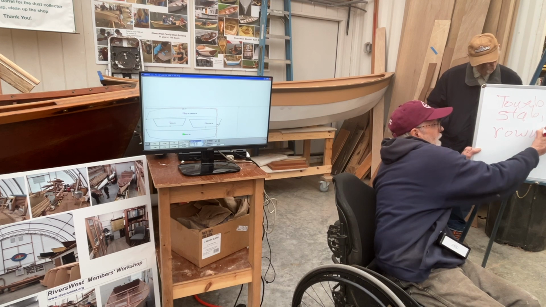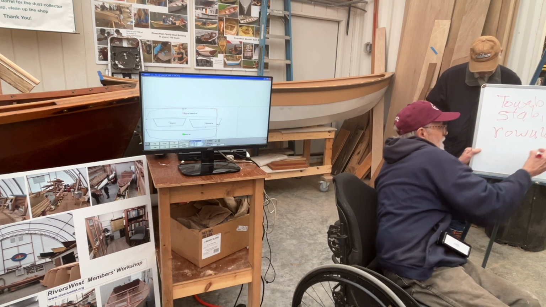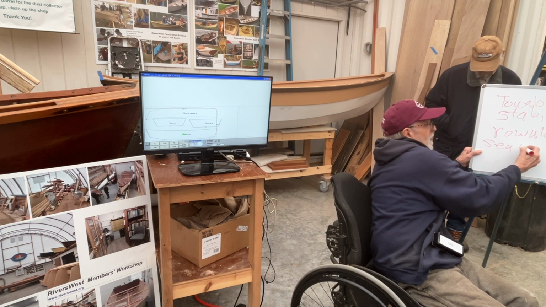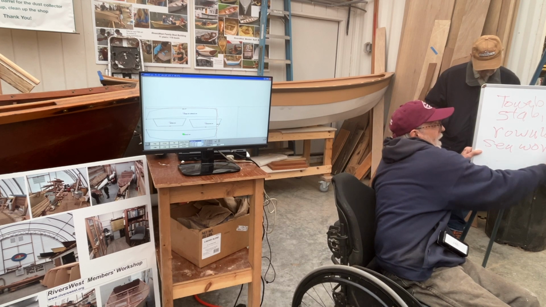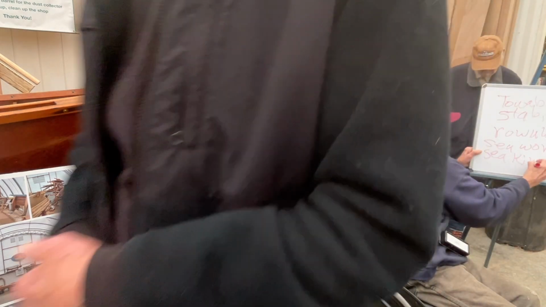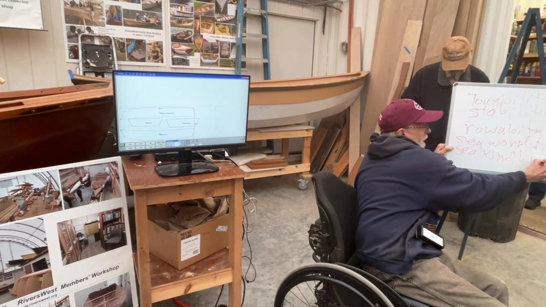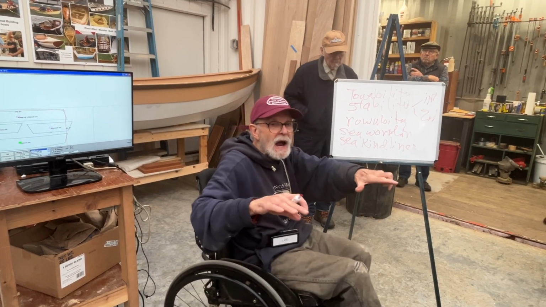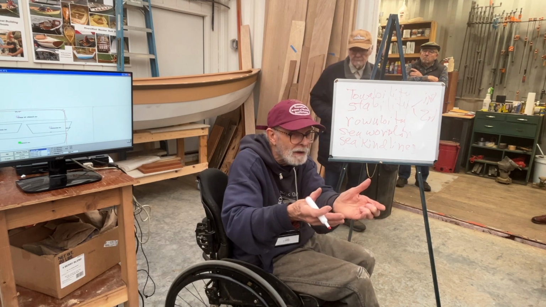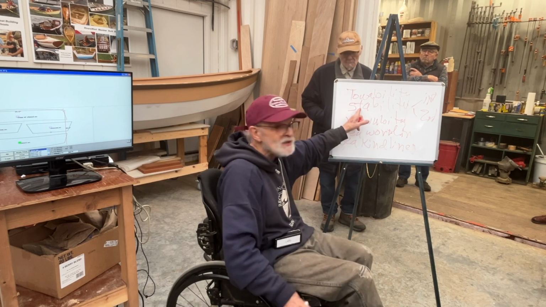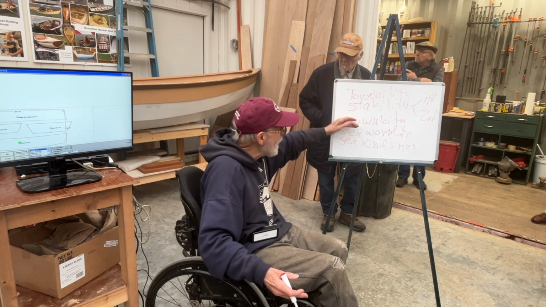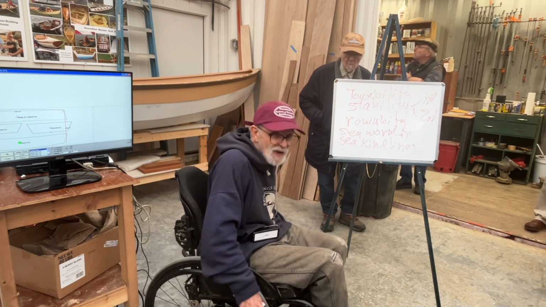Okay, rowability, if you want to use it like that. How about seaworthiness? How about sea kindliness? What's a sea kindly boat? It's probably not going to be flat bottom. It's going to be V bottom. The minute you get a V bottom boat, you sacrifice stability. And so when you have all your characteristics, you've got to make choices.